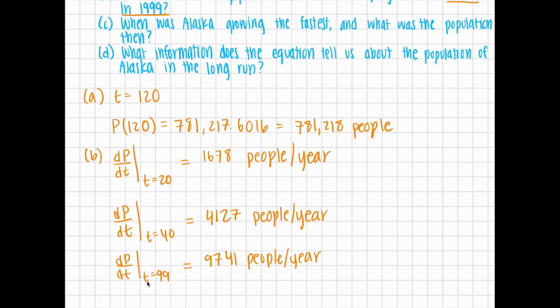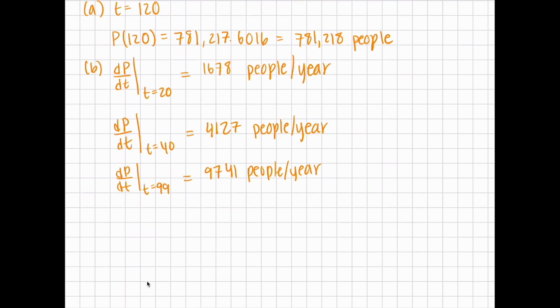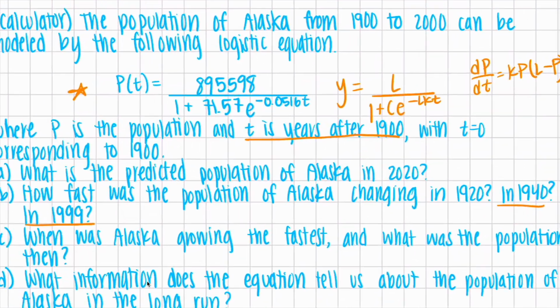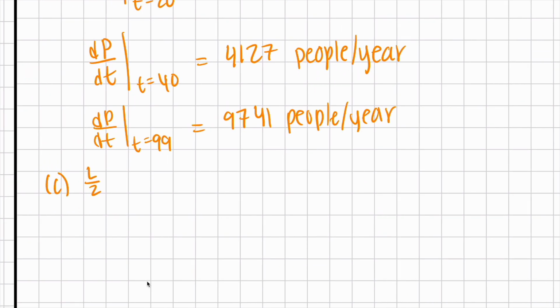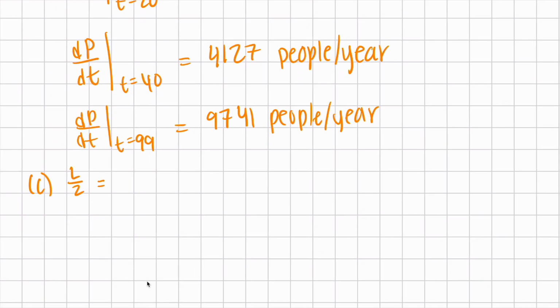Part C, when was Alaska growing the fastest, and what was the population then? Well, we know that the population is going to grow the fastest at the carrying capacity divided by 2. So I'm going to look back at my equation. Notice that this numerator is your carrying capacity. So I'm going to take 895598 and I'm going to divide that by 2. And that gives me 447799.